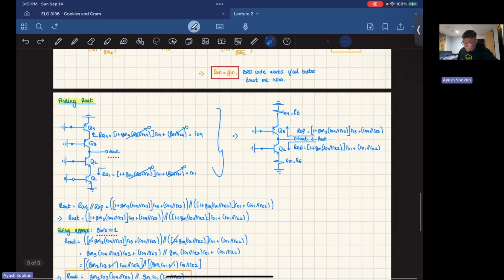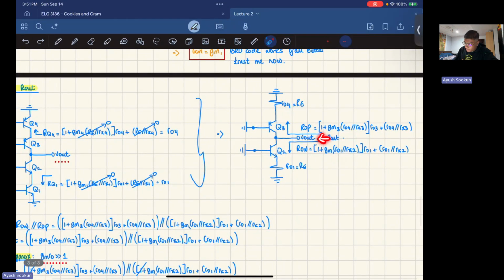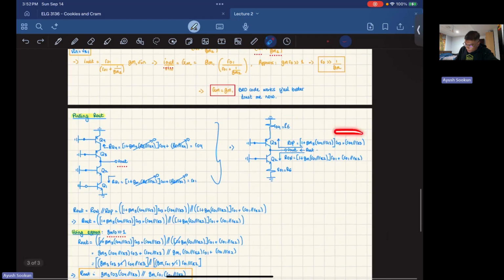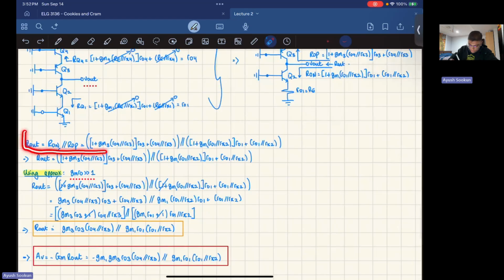There we go. So then, if you look at this circuit right here and you're trying to find R out, you're going to have a big resistor here connected to ground, a big resistor here connected to ground, and you're looking at it at this point, okay? So this is just a parallel combination. This point is common to both of them. This is ground, and you're looking at it this way. It's ROP parallel with RON, okay? That's all it is. So it's going to be this big, thick equation parallel with this big, thick equation here. So this is what I have going on here.